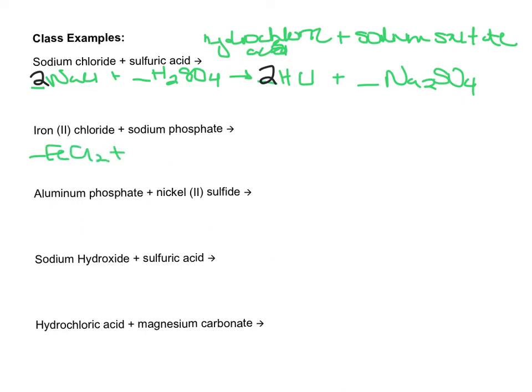FeCl2 plus sodium phosphate. Sodium's +1, but phosphate's -3. Arrow. So the Fe and the Na are going to swap, so that means we're going to end up with sodium and chlorine together. It's going to be a 1-to-1 ratio. And then we're going to have iron. Remember, iron's +2. We know that based on how it was on the reactant side. And phosphate, which is -3, so we're going to end up with Fe3(PO4)2.